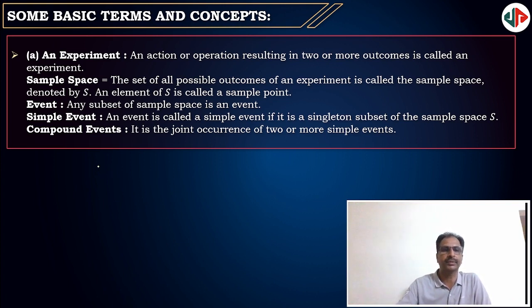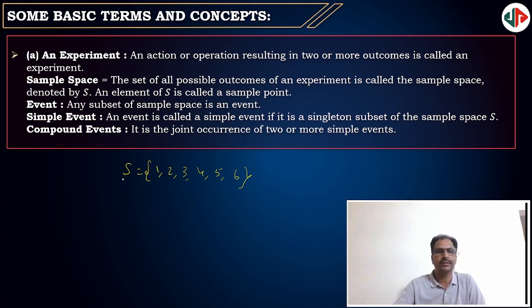Next, what is sample space? The set of all possible outcomes of an experiment is called sample space. For example, if rolling a die is an experiment, the set of all possible results of that random experiment is 1, 2, 3, 4, 5, 6. This set is the sample space, denoted by the letter S. Each and every element of the sample space is known as sample point.